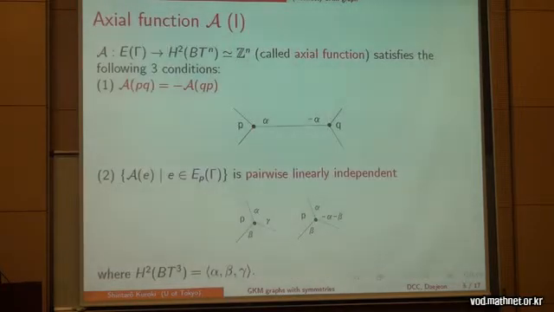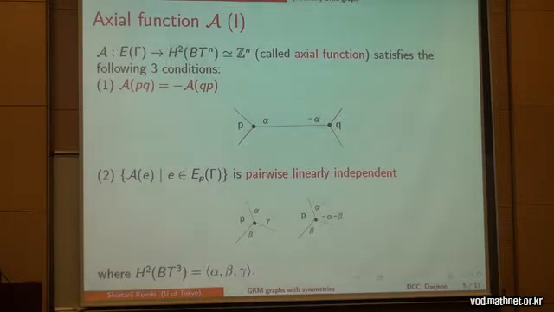Okay, let's recall the functions. This function is often called the axial function, and the axial function satisfies the following three conditions. The first condition is: let PQ be some edge. Now we regard this E(Γ) as oriented edges, so we distinguish PQ and QP. Then there are two labels, A_PQ and A_QP, and they satisfy this condition. It means that if you attach alpha on PQ, then the label on QP must be minus alpha. Alpha is an element of H^2(BT^N).